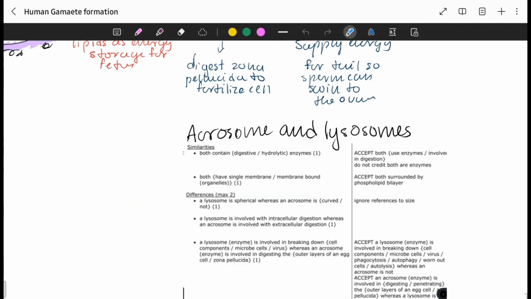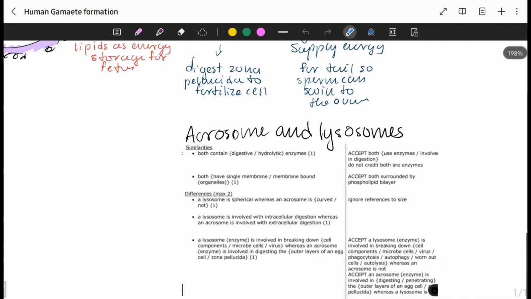The difference is that we know lysosome was the circular one, and acrosome is not circular. Lysosome is involved in intracellular digestion, and acrosome is for extracellular digestion. A lysosome breaks down the cell components, and the acrosome basically digests the outer layer of the egg, which is the zona pellucida. So the role is kind of different: one works internally, one works outside, and one has a spherical shape, one does not.